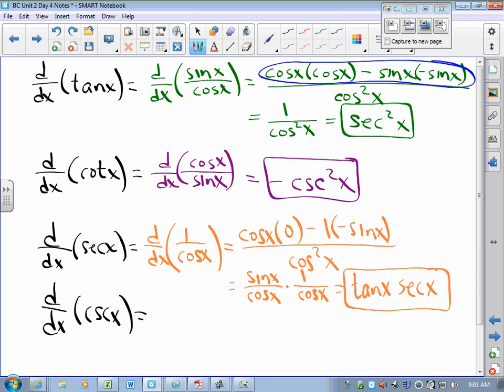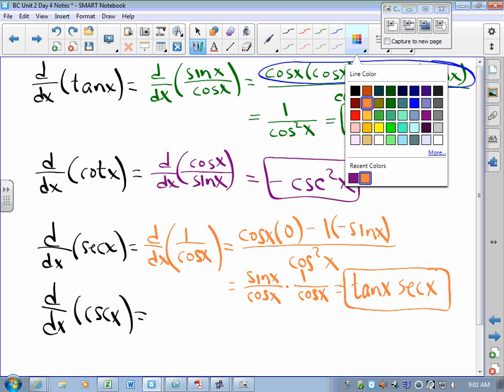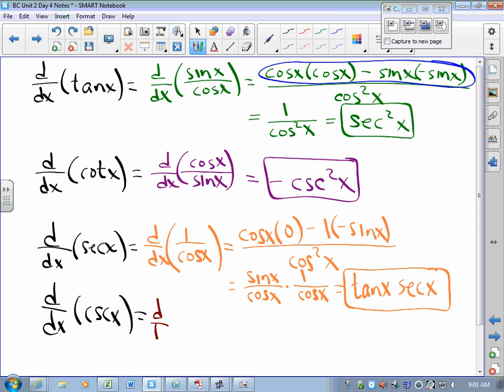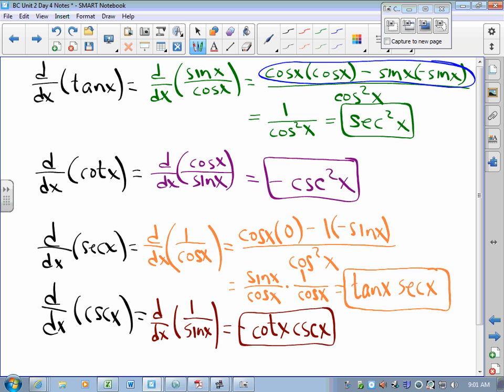And then maroon! I'll leave it up to you to prove that this is negative cotangent x cosecant x. That's a similar proof. You can run through the quotient rule yourself.